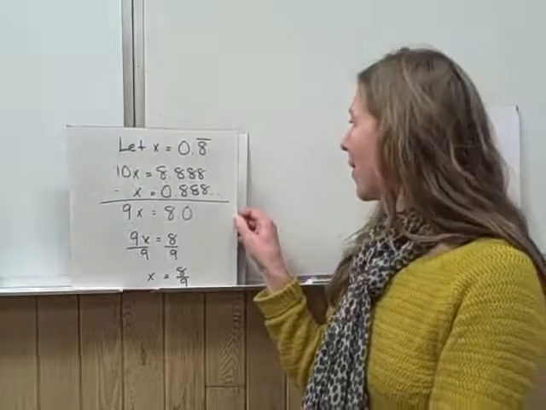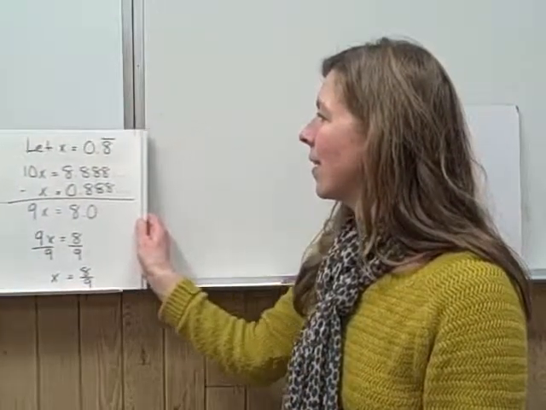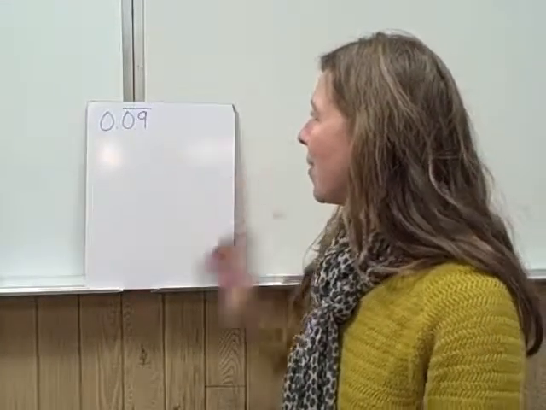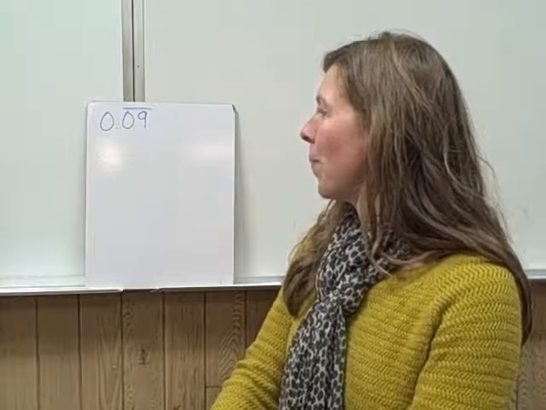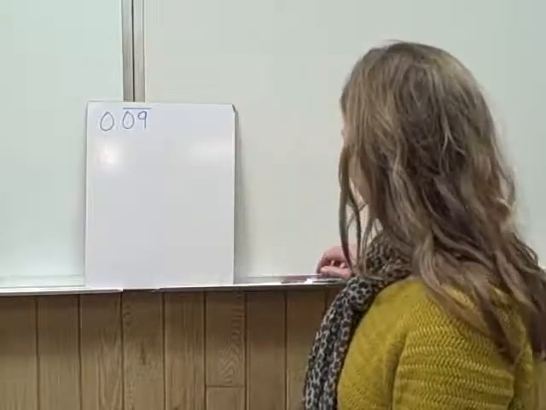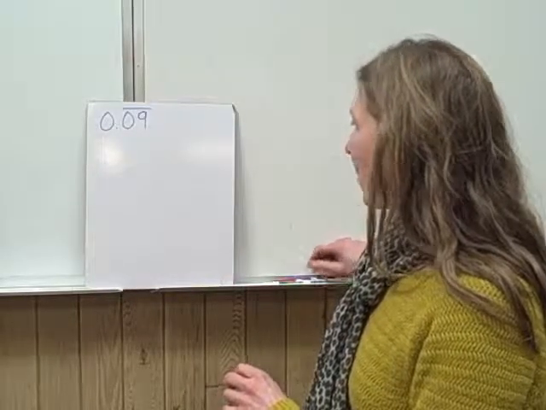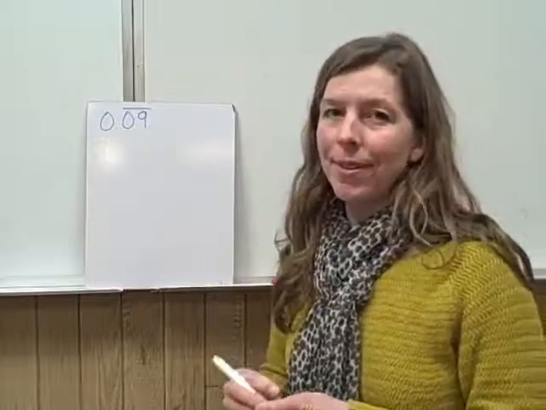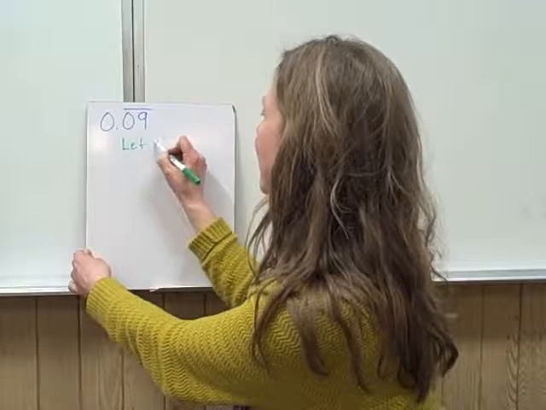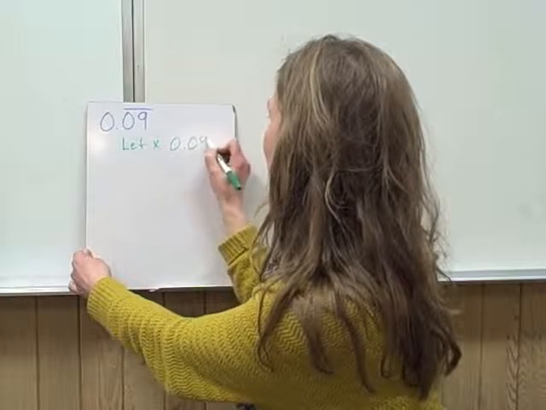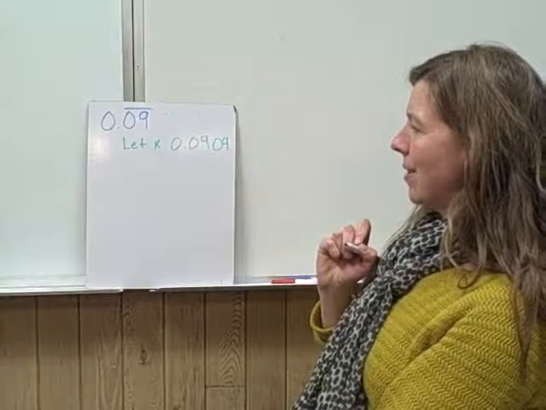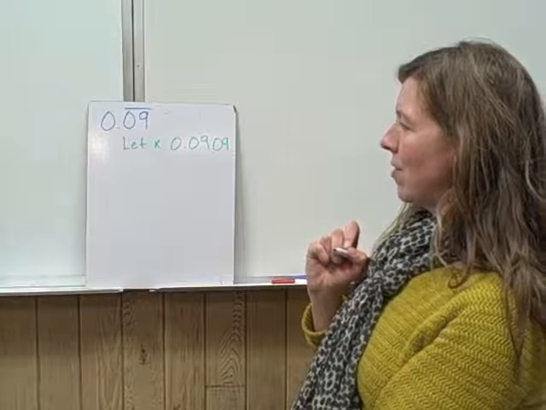I want to give you another one, so I'm going to move this. I want to give you another scenario. This time we're looking at 0.09. So the digits that repeat are 0 and 9 over and over again. With this one, it's a little bit different, and I want to show you why. So we'll say let x equal 0.09, and I'm going to do that because I'm running out of board space.